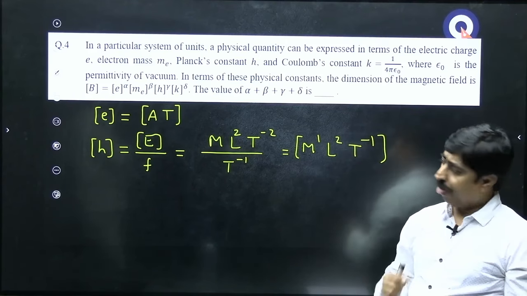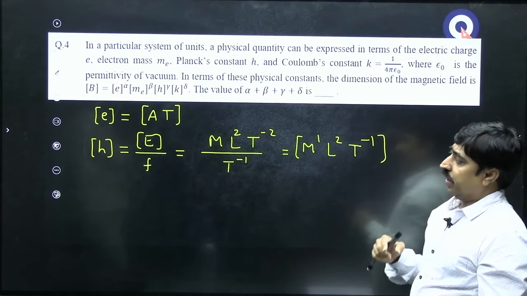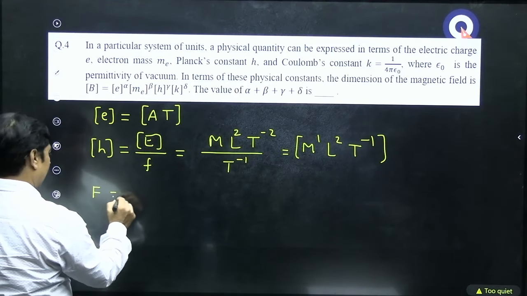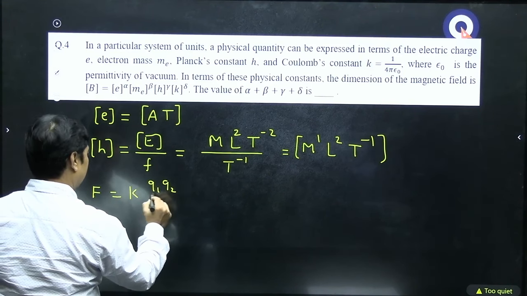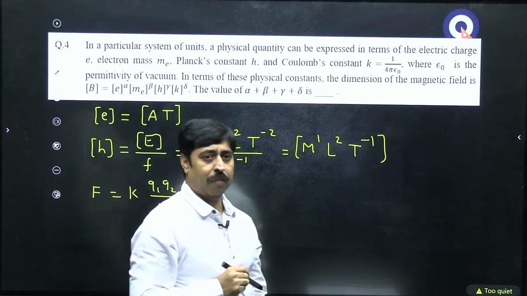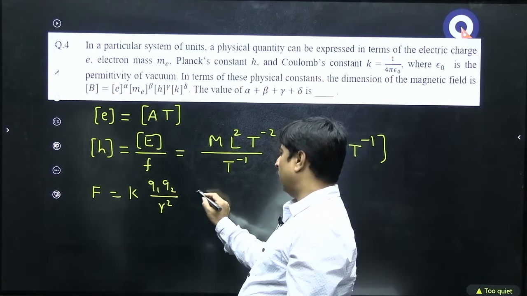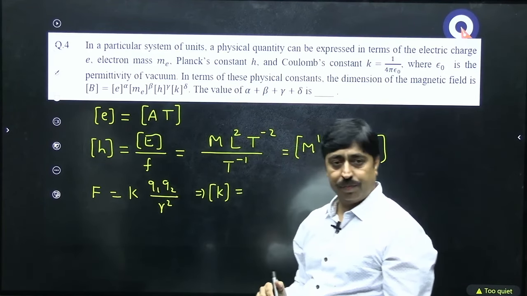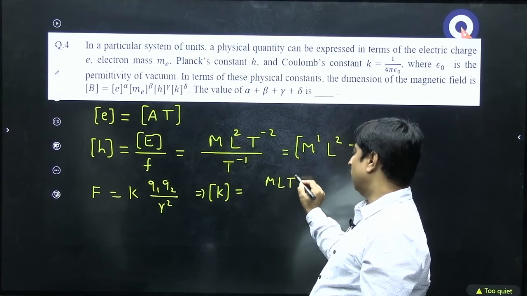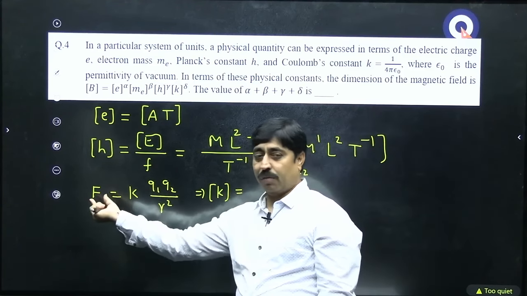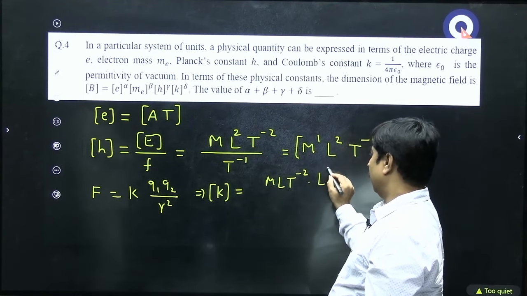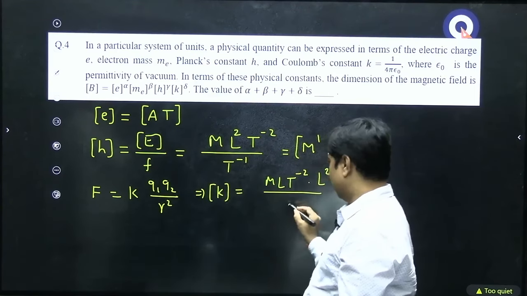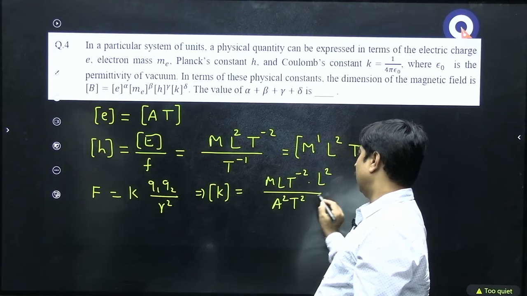Right. Now, Coulomb's constant. You need to remember that force between two charges is given by this expression. Therefore, the dimensional formula of K is same as dimensional formula of force into R square by Q1 Q2. So, force, as I told you just now, MLT minus 2, force into R square, R is nothing but length, so L square divided by Q1, Q2. What is Q? AT. So, A square, T square.